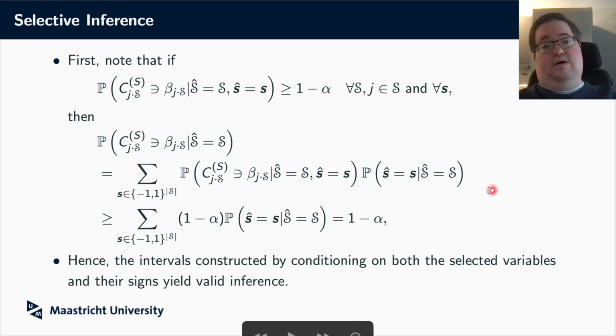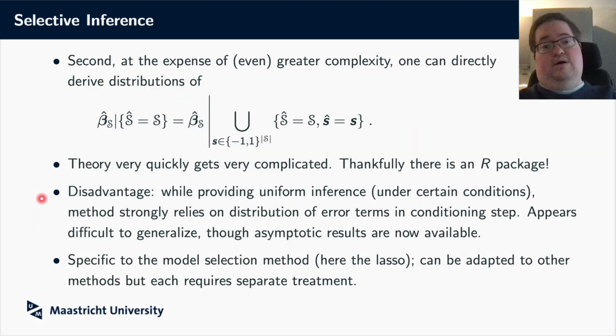Well, if you do that, then you can plug in what we have above here. We know that this is bigger or equal to 1 minus alpha. So plug 1 minus alpha in. It goes out of the sum, and you just end up with the sum over the probability of getting all possible signs, which of course is equal to 1. Therefore, this whole thing is 1 minus alpha, and so indeed, if you can control the probability over this more specific event, then you also control it over the general event. So that is one way to do inference, and that is the easiest way.